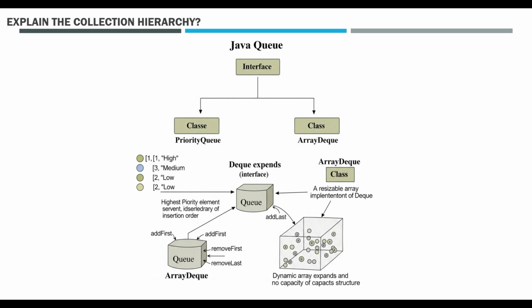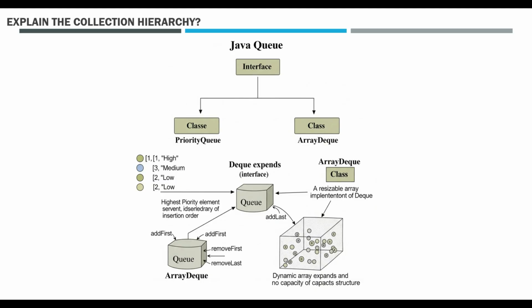Now let's look at the Queue hierarchy. The first implementation is the PriorityQueue, a queue where each element has an associated priority. The highest priority is served first, irrespective of in which order it was inserted.